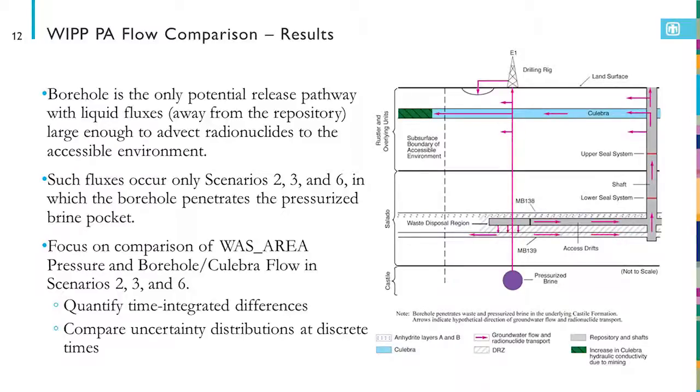For now, I just want you to trust me on the results of the simulations, and I'm going to tell you that the borehole ends up being the only potential release pathway where the liquid flow away from the repository is large enough to advect radionuclides to the accessible environment. And I'll show you a figure later that actually demonstrates that. And the borehole flux is large enough to carry concerning amounts of radionuclides only in scenarios 2, 3, and 6 when the borehole hits that overpressured brine pocket. So those are the scenarios that we're going to focus on.